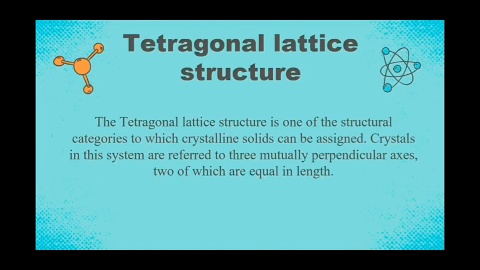Tetragonal lattice structure. The tetragonal lattice structure is one of the structural categories to which crystalline solids can be assigned. Crystals in this system are referred to 3 mutually perpendicular axes, 2 of which are equal in length.